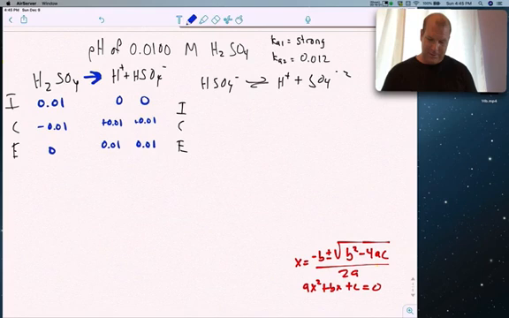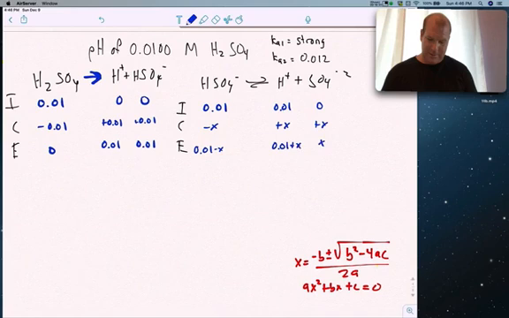A weak acid, initially this is 0.01 as shown right here. So this goes up there. So then hydrogen ion, we have 0.01, and sulfate 0. We shift right, minus x, plus x, plus x. So this is 0.01 minus x, 0.01 plus x, and then x.